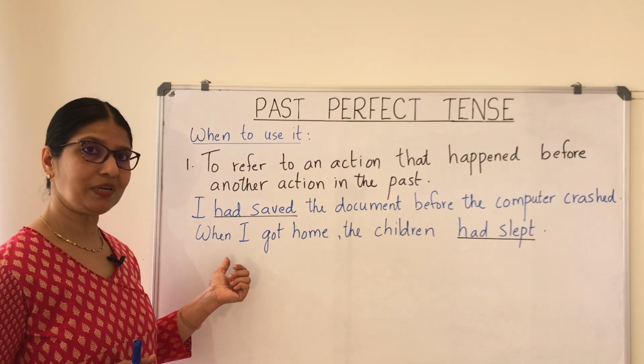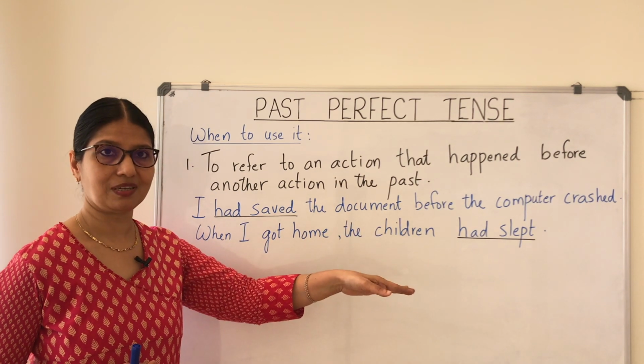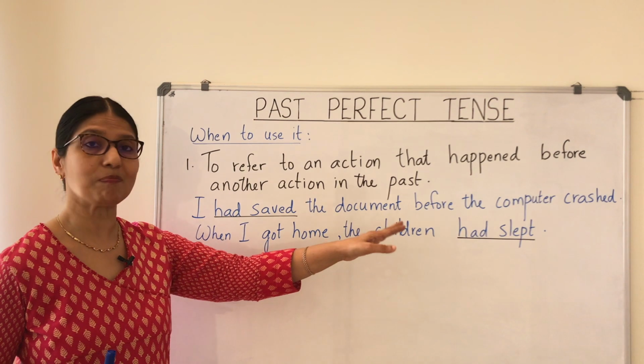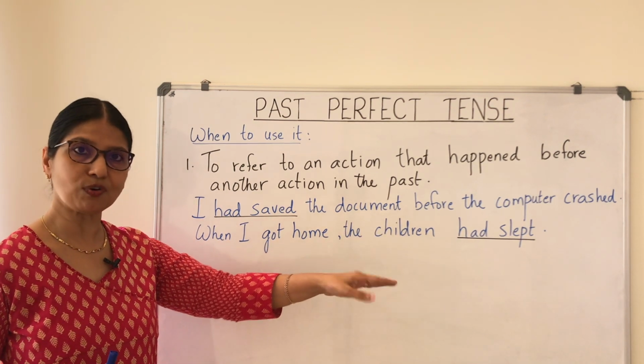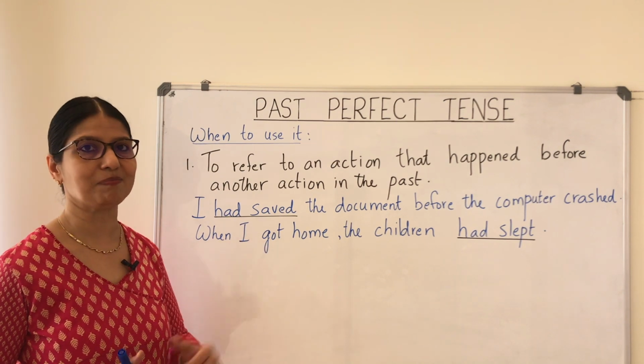In the next example, when I got home, the children had slept. So the children sleeping was the first event. That's why I used the past perfect tense there. That was followed by the second action, getting home. So here I used past simple.